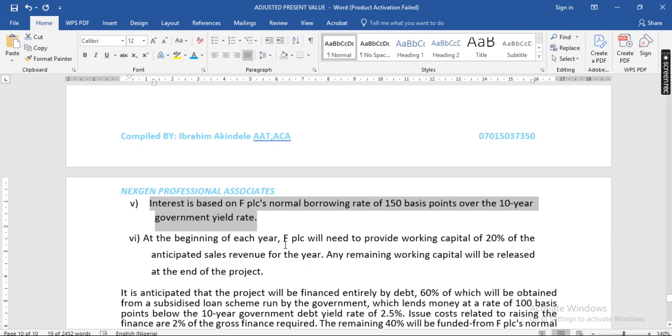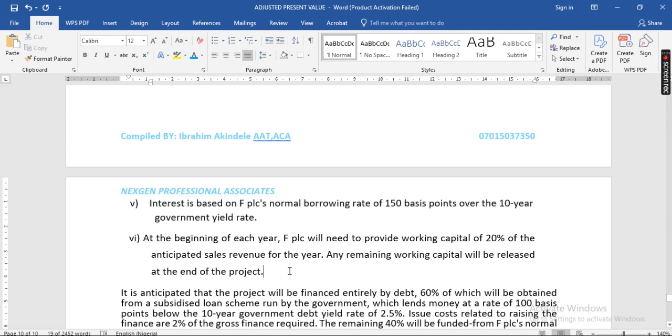At the beginning of each year, FPLC will need to provide working capital of 20%. There will be working capital in this question of 20% of the anticipated sales revenue for the year, which means that on the sales revenue that you will increase, you have to charge 20% as your working capital. Then any remaining working capital will be released at the end of the project.